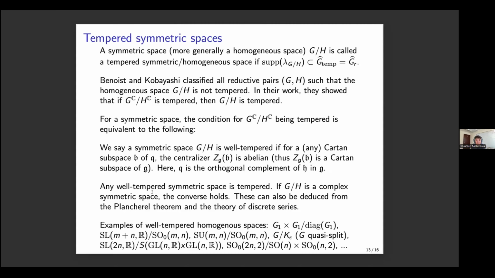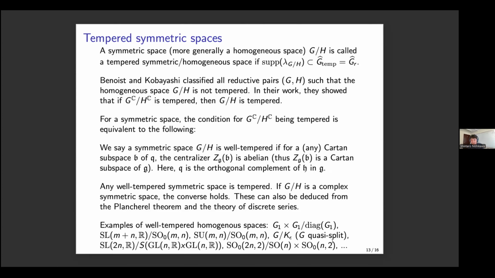And as I said, any well-tempered symmetric space is tempered, and if G mod H is complex, then the converse holds. You can also deduce this fact from the Plancherel theorem, which is, of course, overkill. Why are we happy? For G mod H in this class, you take a quotient of the maximal group C-star algebra, that's going to be a quotient of the reduced one, and the reduced group C-star algebra is well understood. So this class is easy to study, and it's the first place to look for symmetric spaces.